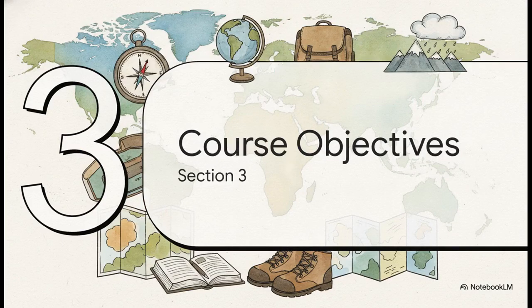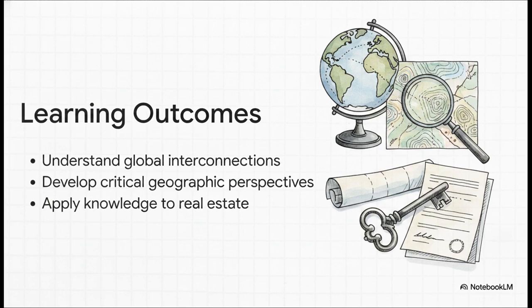Okay, Section 3, Your Essential Course Objectives. This is kind of the toolkit part of our journey together. What are you actually going to walk away with? By the end of this semester, you're expected to hit 3 main course learning outcomes. Number 1, you'll understand how people, places, and landscapes interconnect in our globalizing world. Number 2, you're going to develop critical perspectives on geographic issues affecting both the Philippines and the rest of the world. And number 3, you will truly appreciate how geographic knowledge applies to your everyday life and, of course, your future profession.